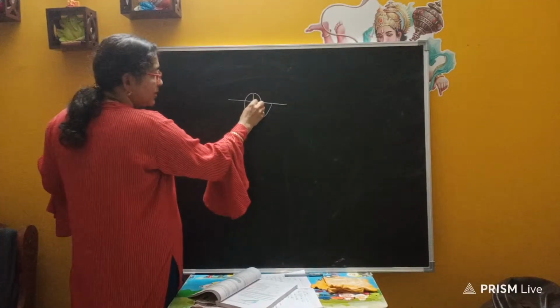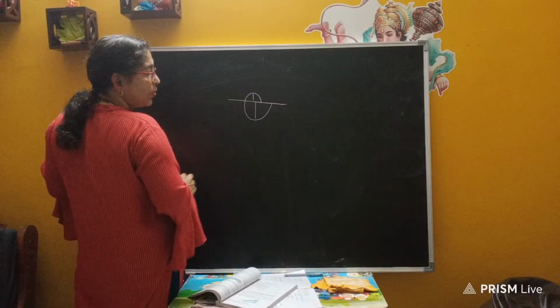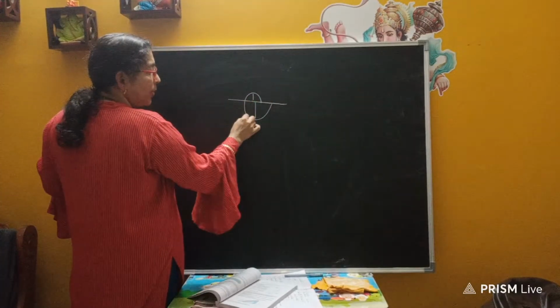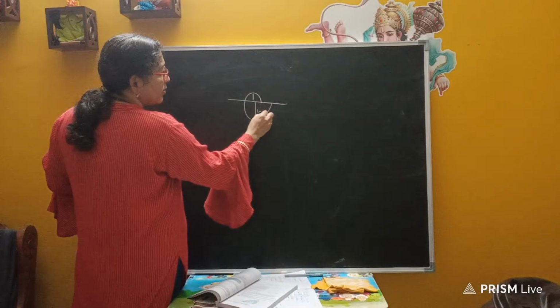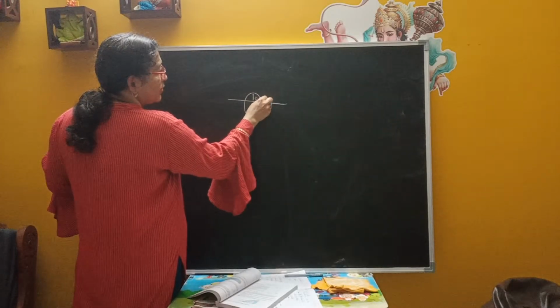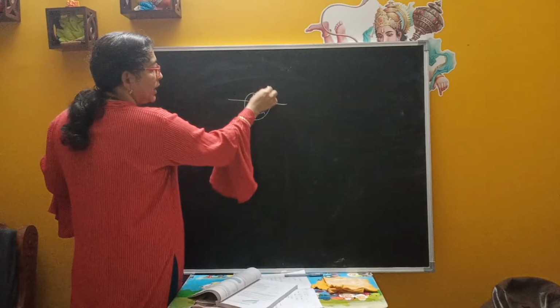Next, it is starting from this point. The second semicircle, what is the radius? Radius from here to here is how much? Because it will be continued, if you complete this, you will get a circle. So it is 1 centimeter, and here it is 0.5 centimeter. Then it will be continued like this.